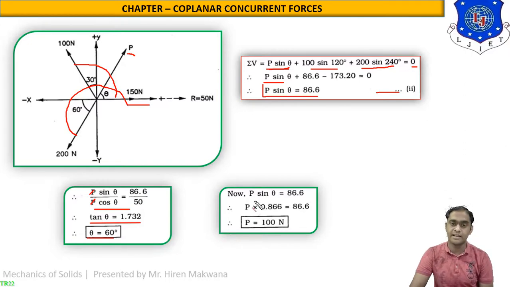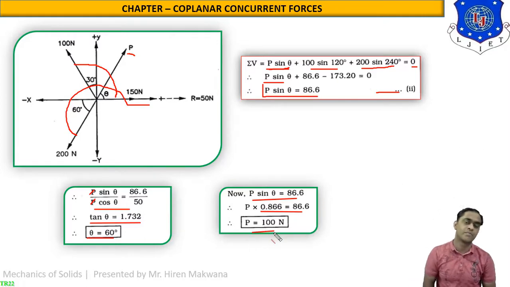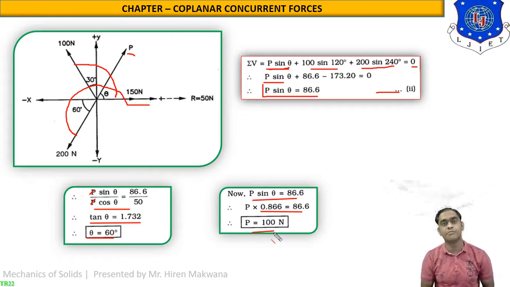Just replace this theta in this equation number 2. P sin theta equal to 86.6. So by replacing the value of theta equal to 60 and solving in your calc and dividing 0.866, you will get the answer of P equal to 100 Newton. So this is basically the numerical number 2.